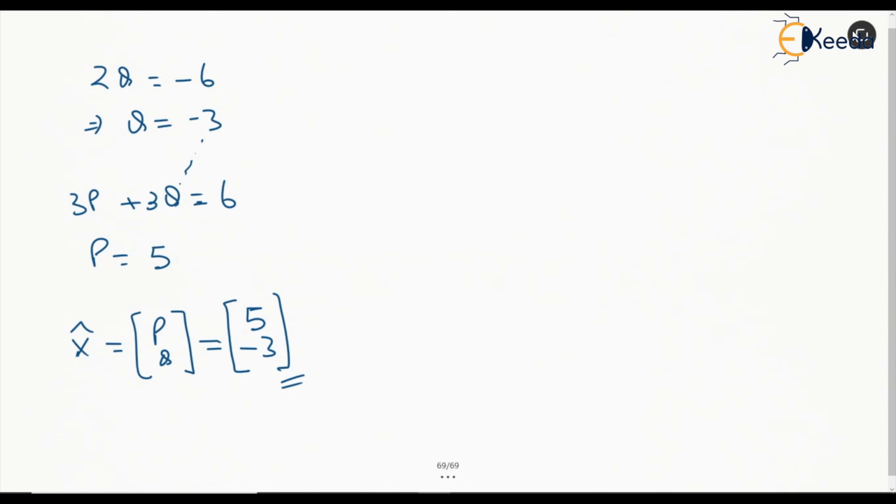That means the straight line we are looking for is going to be 5 minus 3t equal to B. Right, this is the line we can form which will satisfy these 3 points at its best.